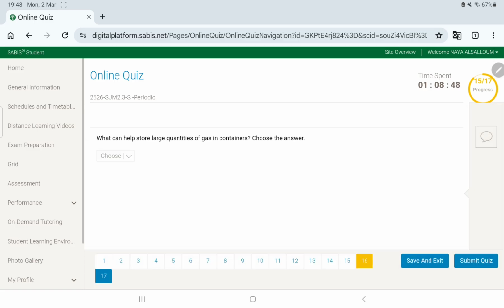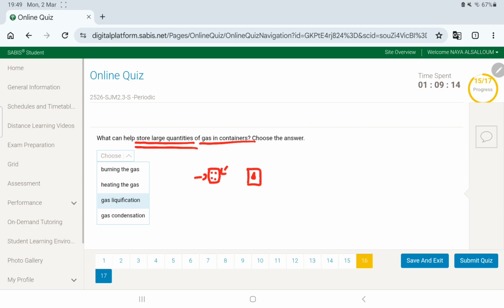Now let's move on. What can help store large quantities of gas in containers? Gas liquefaction, guys. Remember when I said here you're gonna store the gas particles inside cylinders, remember? We're gonna be increasing the pressure, favoring the attraction, until what? It forms liquids, right? So what can help store large quantities of gas in containers? Gas liquefaction, or liquefaction. Okay?